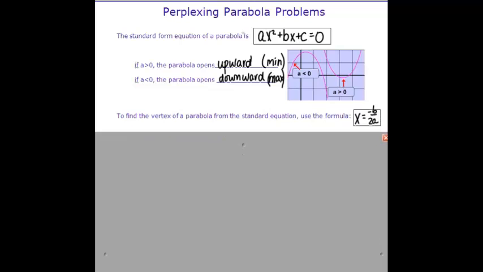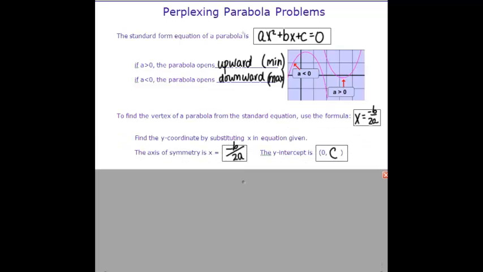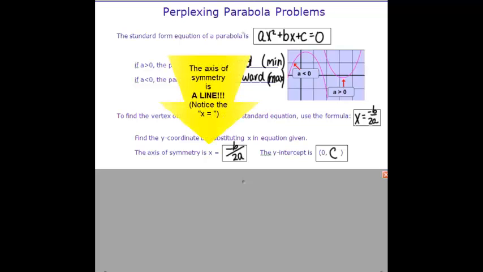To find the vertex of the parabola from the standard equation, I use the formula x equals negative b over 2a to get my x value, and then I just plug back in to get my y value. The axis of symmetry is in fact x equals negative b over 2a, and the y-intercept then is c.